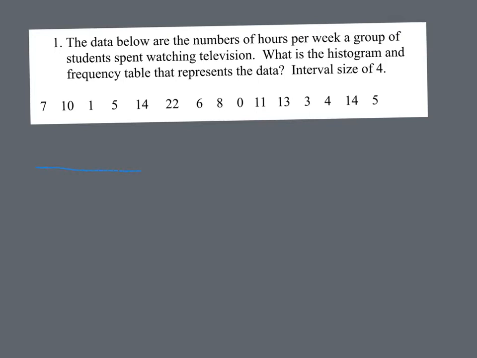let's draw a frequency table. So this is the interval. Oops, too close. This is the tally, and this is the quantity, the actual number. Now we need to look at our lowest number, which is 0, and our highest number, which is 22. We're going to do an interval size of 4. So you need to have your lowest number, which is 0.